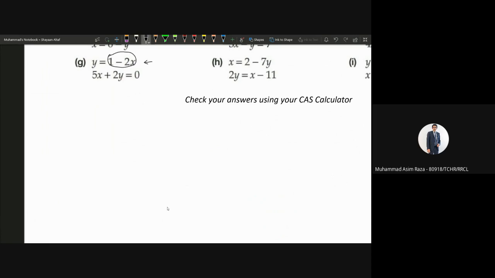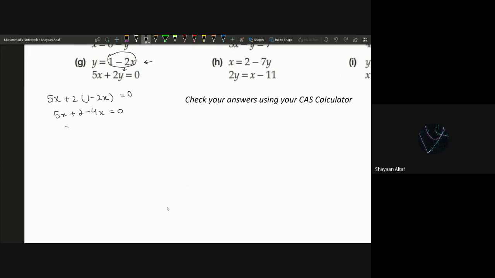Just consider it as one value and then put it into this y. And what you will get is 5x. Okay, keep going. 5x plus 2 times 1 minus 2x equals 0. 5x plus 2 minus 4x is 0.